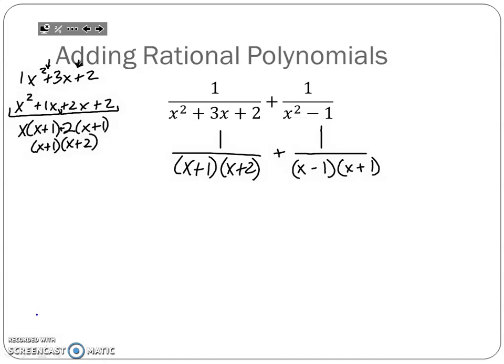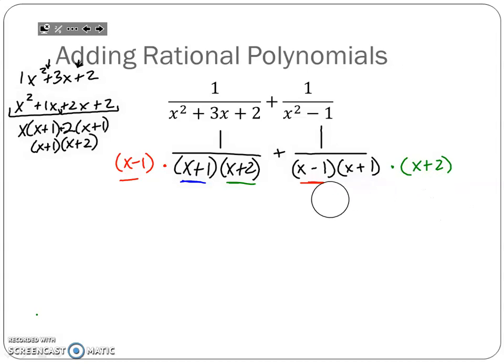I'm ready to get a common denominator now. So I'm going to look at this. This one has an x plus 1. This one has an x plus 1. So we're good. This one has an x plus 2. This one does not, so I need to multiply by x plus 2 on this side. This one over here has an x minus 1. This one does not, so I need to multiply by x minus 1 on this side. Now you can see they both have an x minus 1, they both have an x plus 1, and they both have an x plus 2. So now they're going to have common denominators.